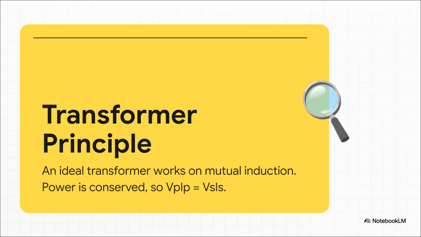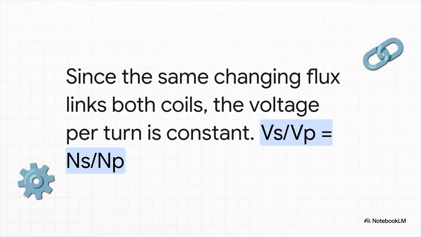Question 3, the transformer. To get full marks, you need to state the core principle right away. It works on mutual induction. The changing magnetic flux from the primary coil induces a voltage in the secondary coil. And for an ideal transformer, you have to state the key assumption. No energy is lost. That means the power going in, VPIP, has to equal the power coming out, VSIS. So, how does that lead to the formula? Well, Faraday's law tells us the voltage in the primary is Np times d phi by dt, and in the secondary, it's Ns times d phi by dt.